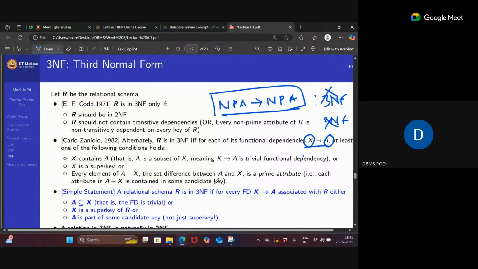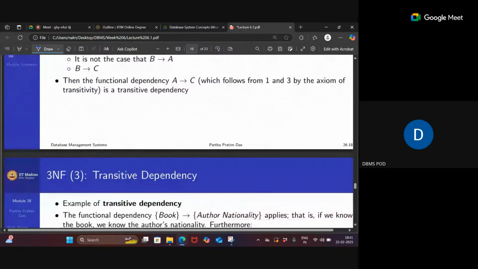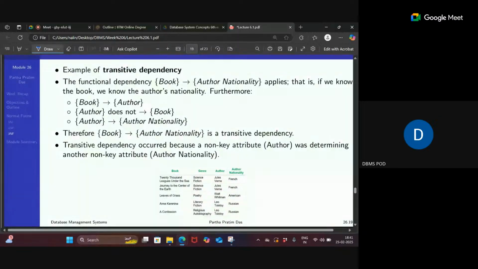So let us say, in the previous example, employee ID, employee name together determining employee name. So what is our X? X is this one. What is our A? Employee name. If we subtract A minus X, this should be something longer. I will take an example from here itself. Okay, let us see this example here.